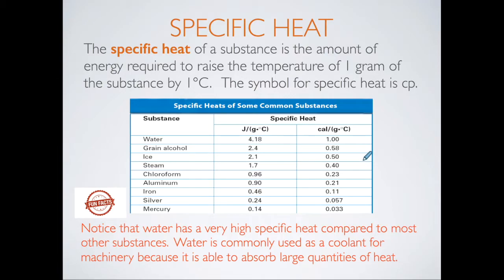For the symbol, you could see the symbol as either C, CP, or C of different substances. I often write CW when I'm talking about the specific heat capacity of water. You could also see C of aluminum, C of iron, or in general, sometimes I write CM for C of metal, since we talk about metals a lot.